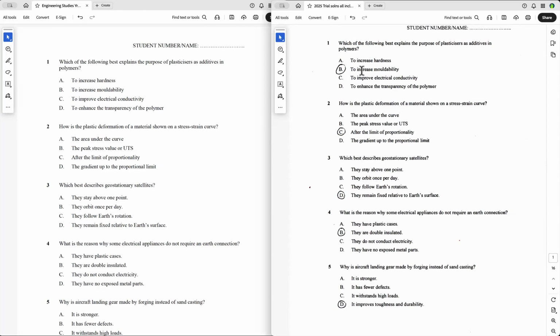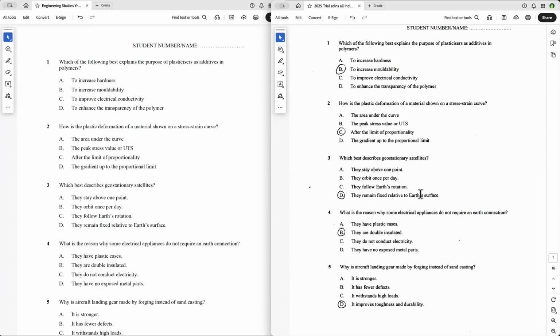Question 2, how is plastic deformation of a material shown on a stress-strain diagram? Plastic deformation always occurs after the limit of proportionality, which is a straight line section. So C is the answer there. Question 3, which best describes geostationary satellites? Of course, these are the ones that remain fixed relative to the Earth's surface.